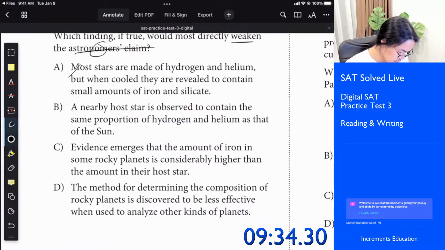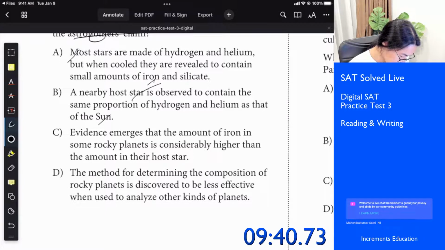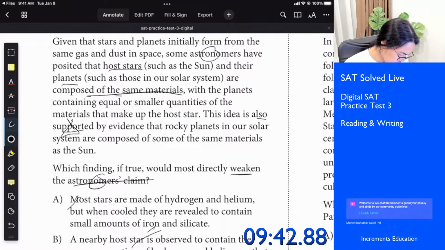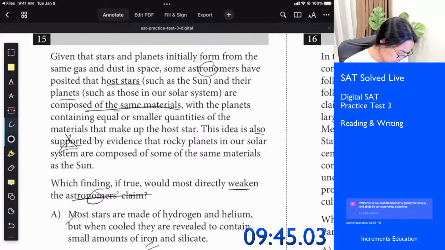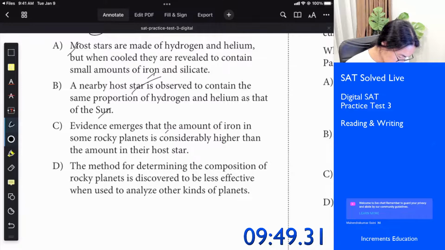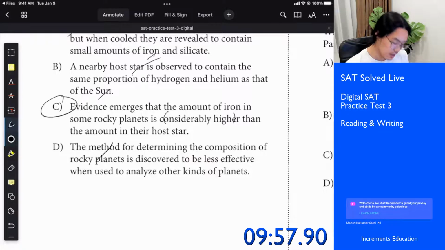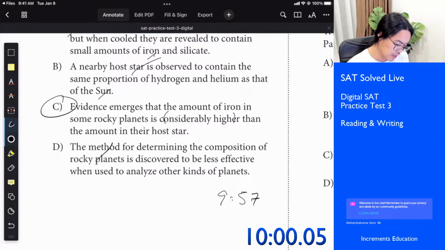We don't care about most stars. Contain the same proportion as that of the sun. Not star to star. The amount of iron is considered higher. We're not talking about the. I mean, maybe. Determine the method. Okay, that's the only one that can actually work. 957. I had to process eliminate that one.